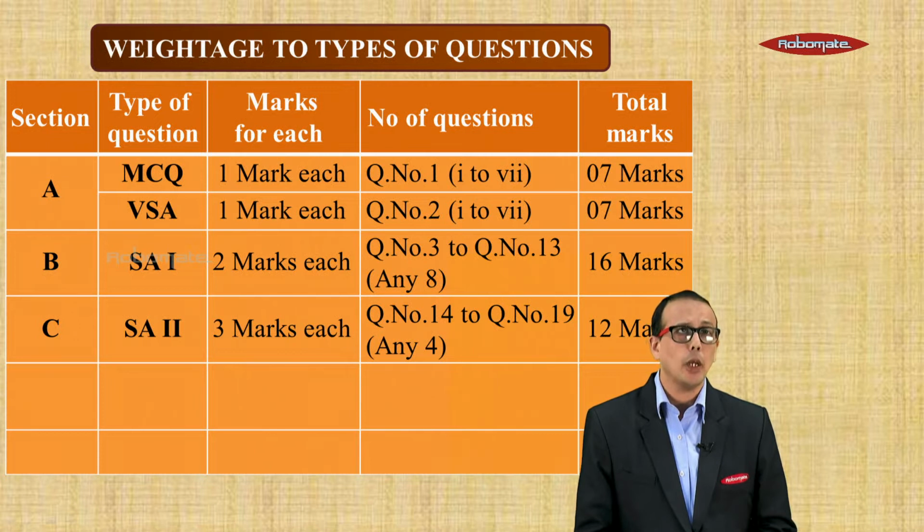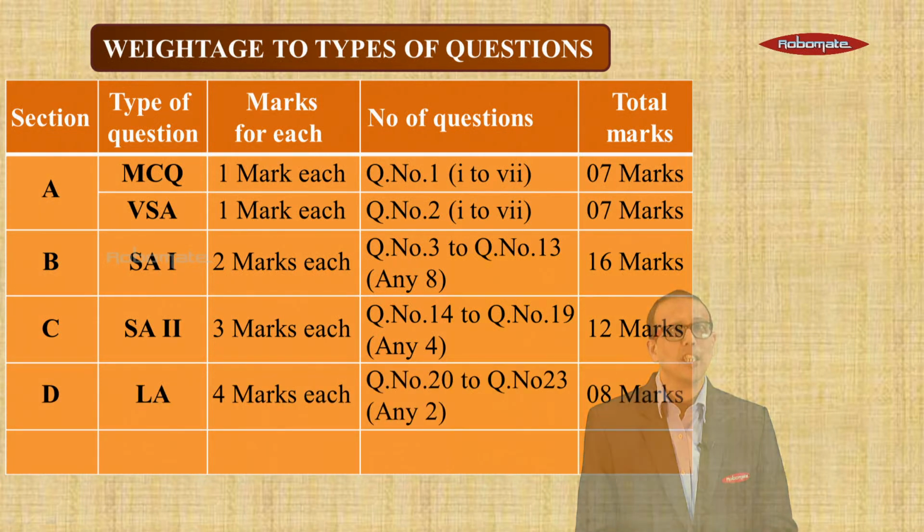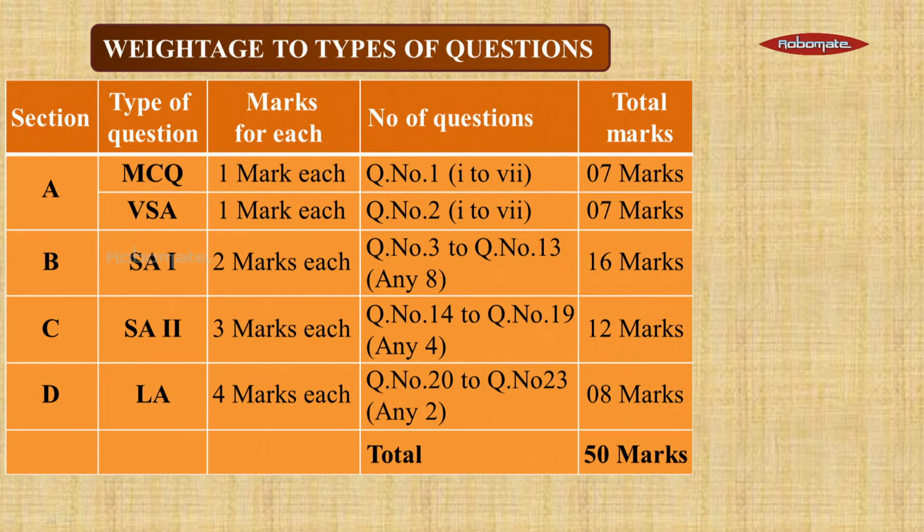The weightage here is 12 marks. And the last section is section D. Section D is a long answer type question, 4 marks for each question. You have to attempt any 2 out of 4 and the weightage is 8 marks, and the total weightage thus is 50 marks. Let us move ahead, students.